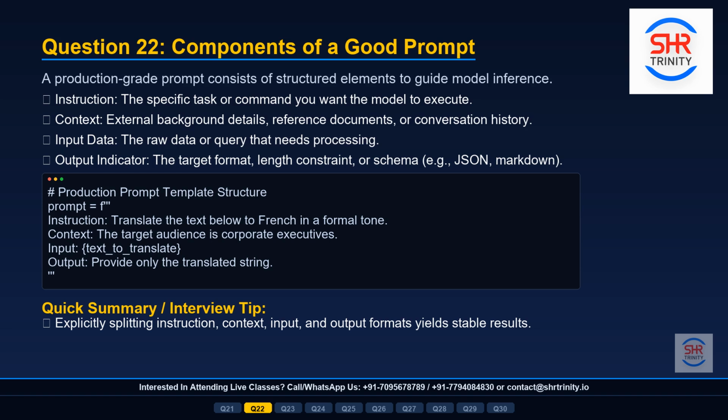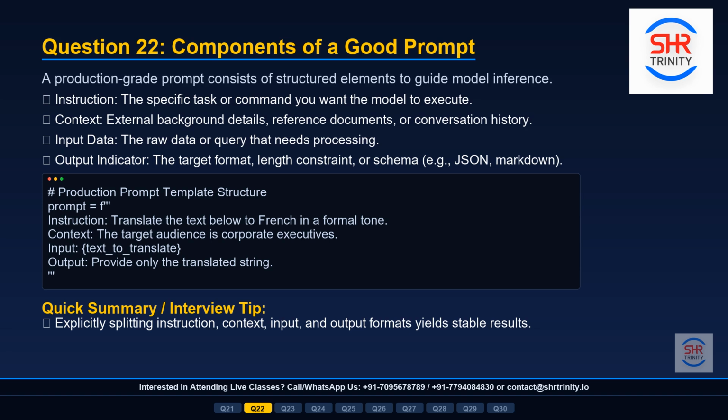First, the instruction, which clearly states the task to perform, using active verbs like translate, summarize, or extract. Second, context, which provides background information, reference articles, style guidelines, or database schemas. Third, input data, which is the specific text or variable that needs processing. Fourth, the output indicator, which defines the exact format, tone, length, or JSON schema of the response. Separating these elements using clean delimiters like triple quotes or XML tags helps the model process inputs correctly.